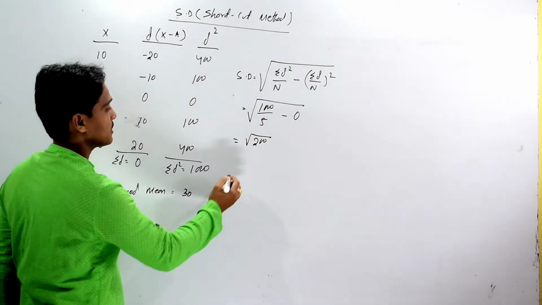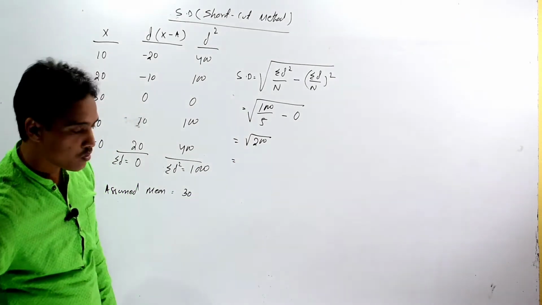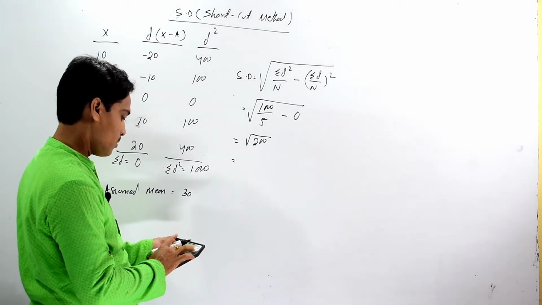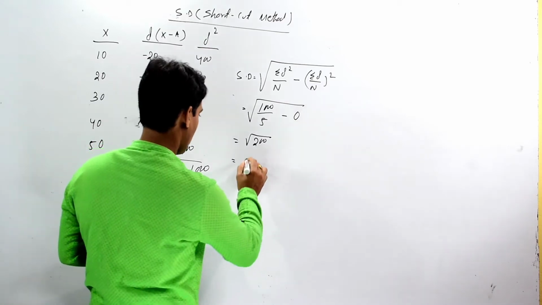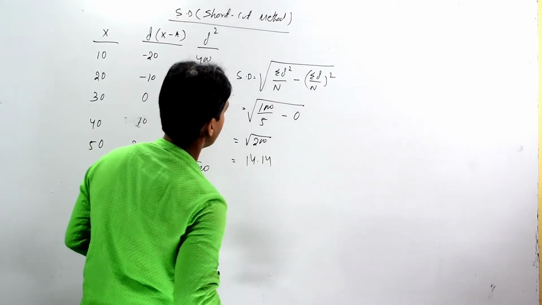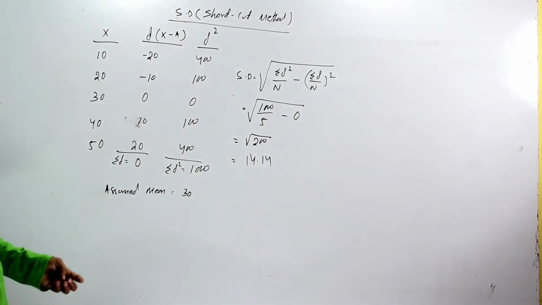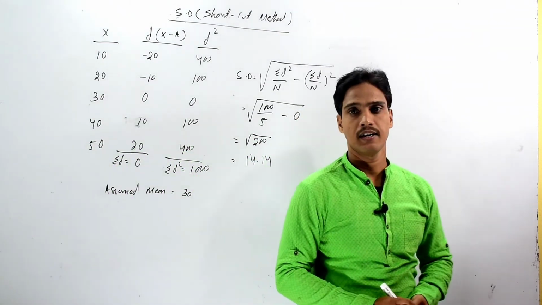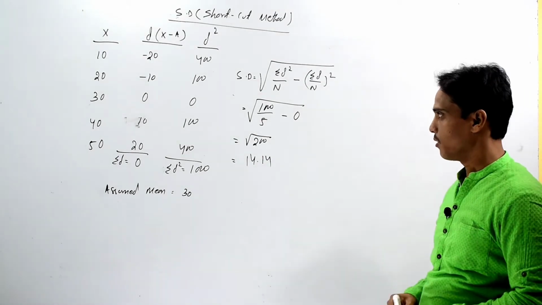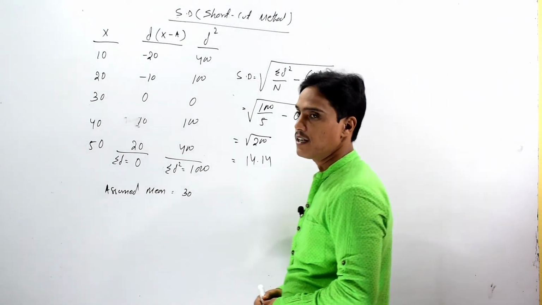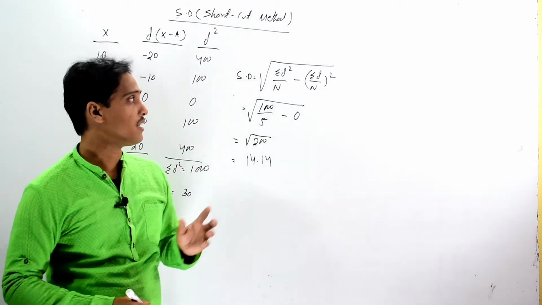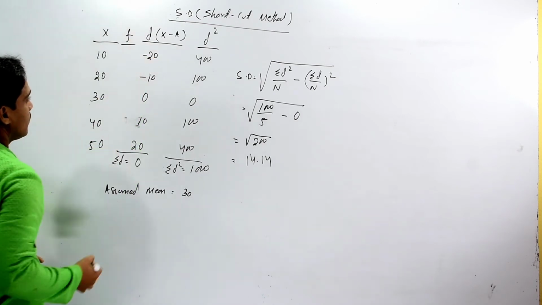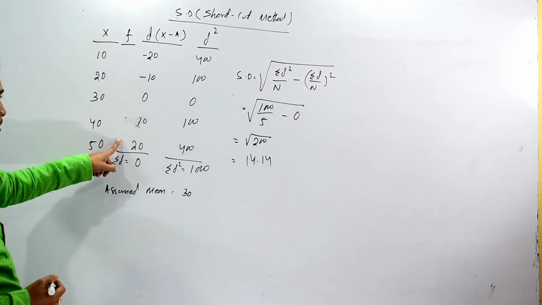So the value of our standard deviation is the whole root of 200, that is the positive square root of 200, that is 14.14. So the value of the standard deviation of the given series under the shortcut method is 14.14. Whereas in case of discrete and continuous series, the frequency of the given series is given.